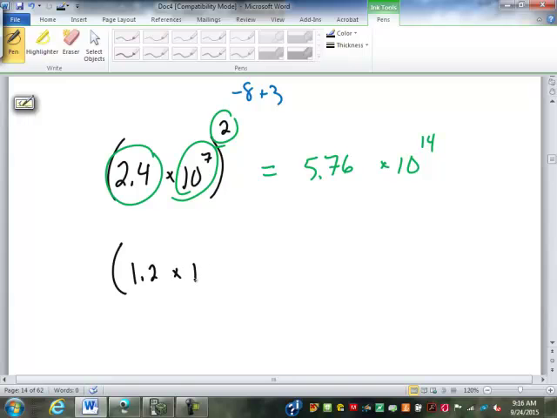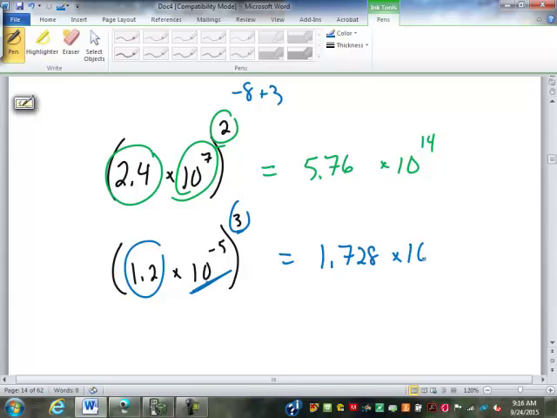1.2 times 10 to the negative 5th to the power of 3. Well, again, 1.2 to the 3rd power is 1.728 times 10 to the negative 5 to the 3rd power is 10 to the negative 5 times 3, which is negative 15.